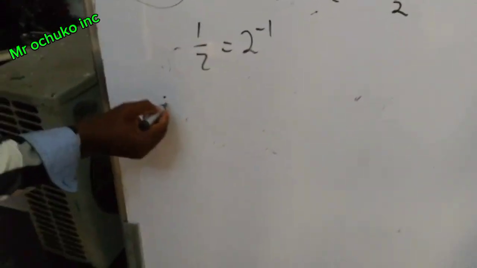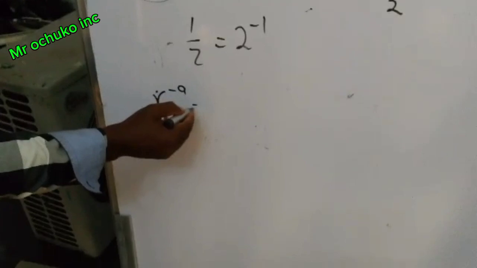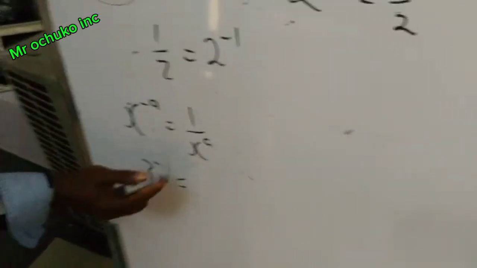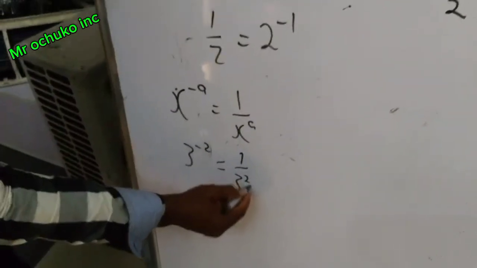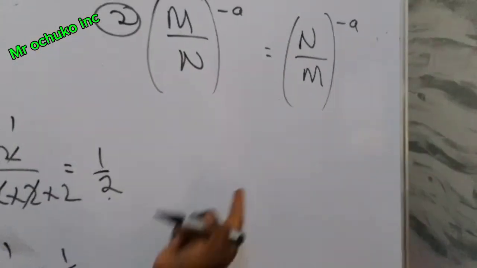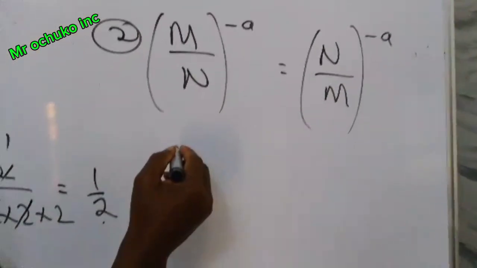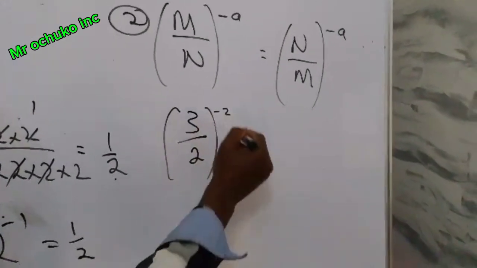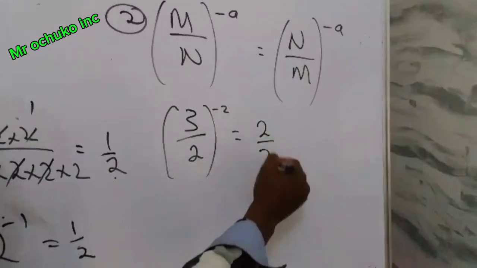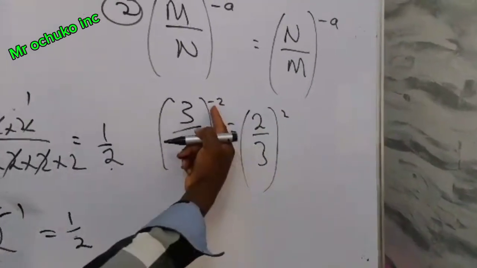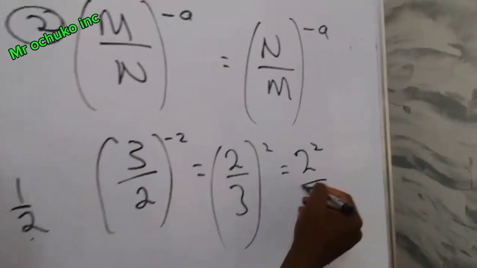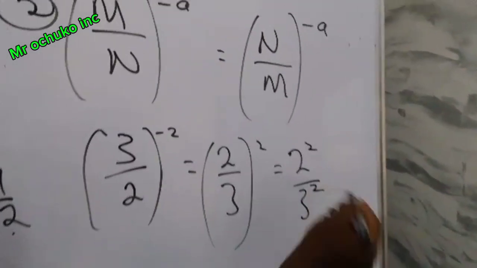So any number, if I say x raised to the power minus a, is 1 over x^a. 3 raised to the power minus a, these are the examples. Let's say 3 raised to the power minus 2 is 1 over 3 raised to the power 2. These are some few examples. Then likewise, in case of this, let's say if I have 3 over 2 raised to the power minus 2, it becomes 2 over 3 raised to the power 2. No more negative value because it's inverted. So there I'm going to have 2 raised to the power 2 all over 3 raised to the power 2. Hope you are seeing that.